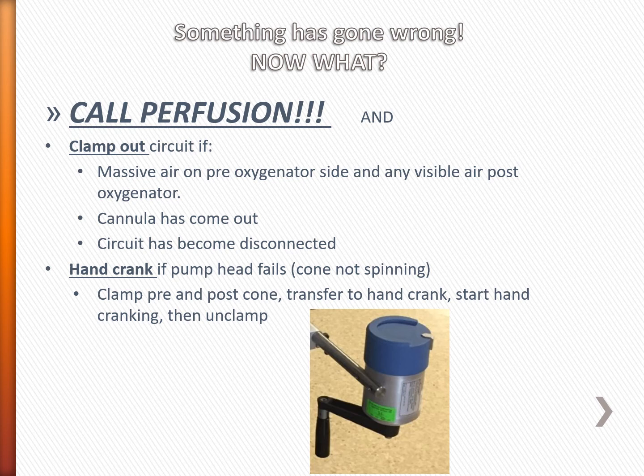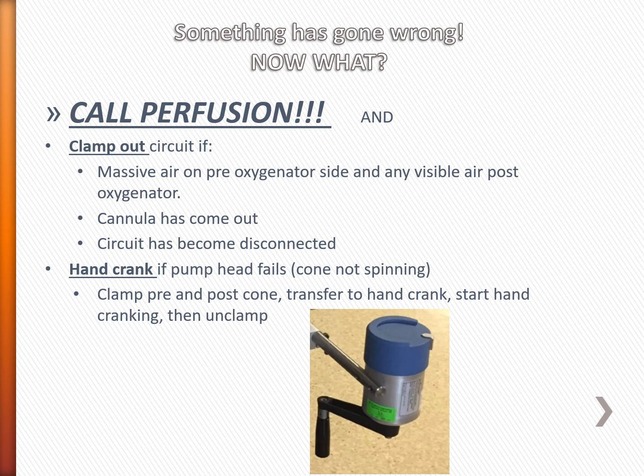So the part of the circuit that is returning the blood to the patient should never have any air in it. If they do, clamp the line out before the air gets to the patient. If a cannula has come out, clamp it. Clamp wherever you can so that the patient doesn't exsanguinate. If the circuit has become disconnected, same thing. Clamp it so the patient does not become exsanguinated.